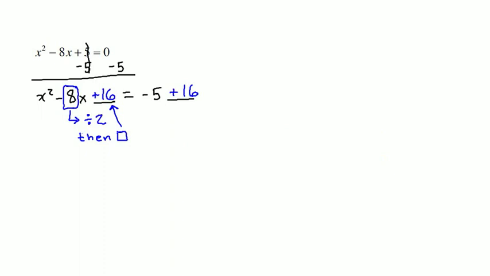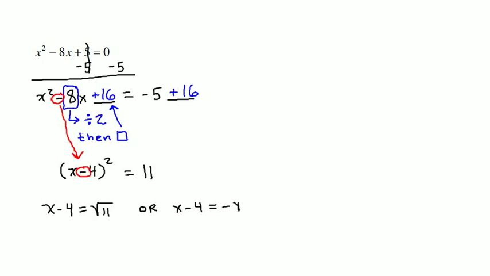Now I'll go ahead and write the factored form of the left-hand side. This factors as x minus 4 squared. Don't forget that the sign in your binomial matches the sign of the middle term of your perfect square trinomial. And over here on the right-hand side, negative 5 plus 16 is 11. So when I go into the square root property, I get x minus 4 equals the square root of 11, or x minus 4 equals minus the square root of 11.